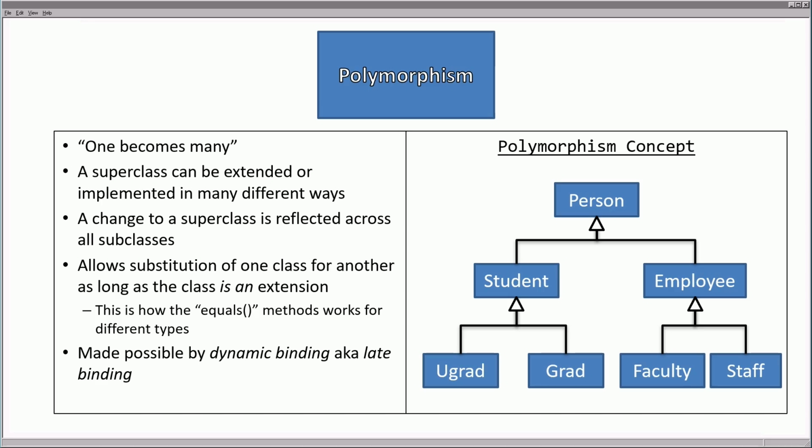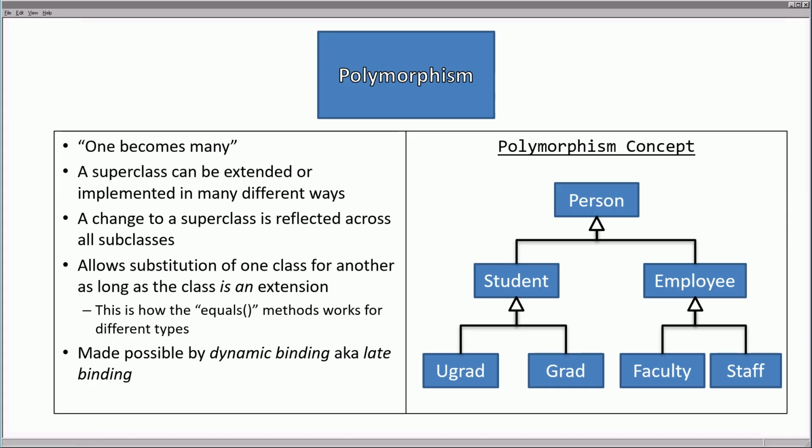Now, polymorphism is the concept of one becoming many. The superclass can be extended or implemented in many different ways. A change to the superclass is reflected across all classes, and this also allows substitution of one class for another as long as it is an extension. This is exactly how that equals method works, and this is all made possible by dynamic binding, otherwise known as late binding.